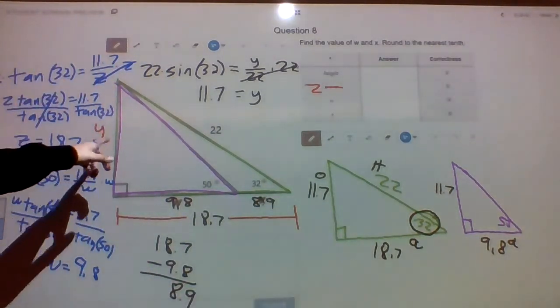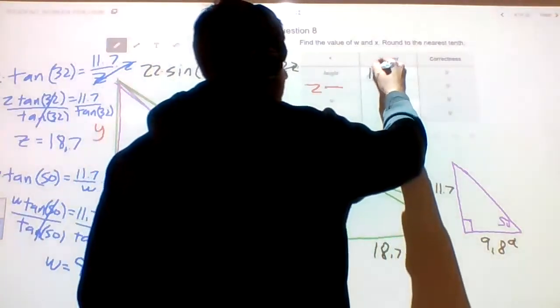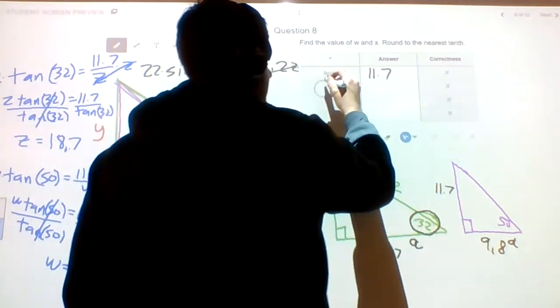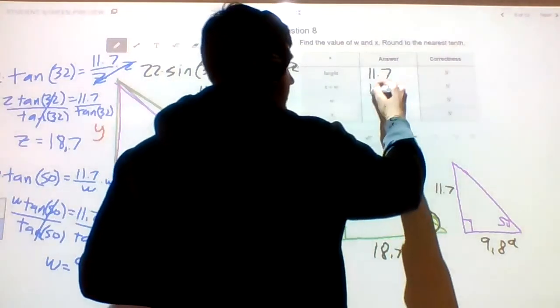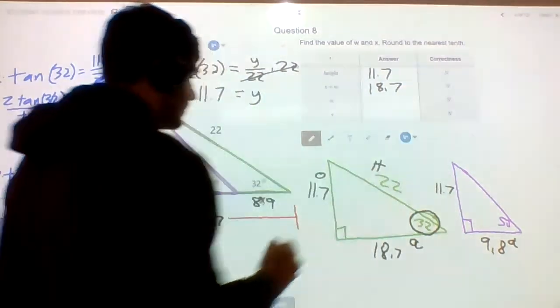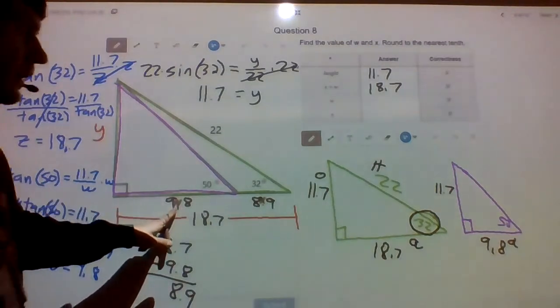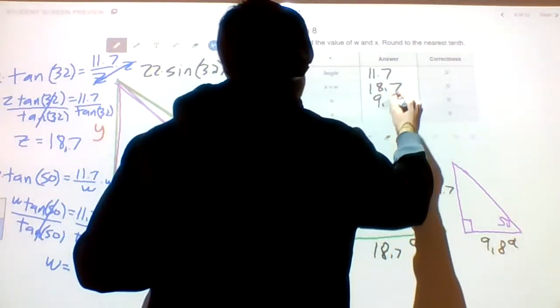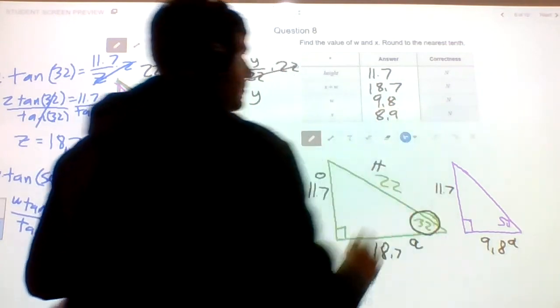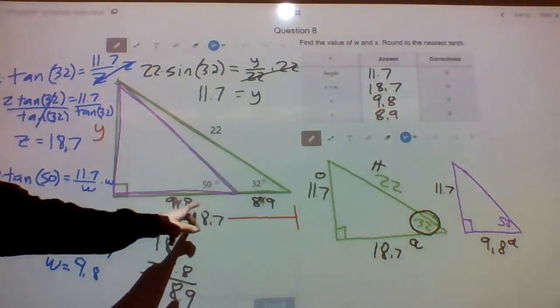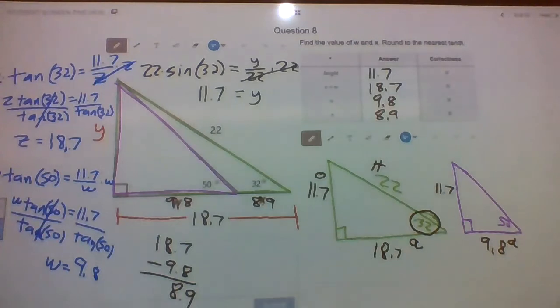So we know our height y was 11.7. We know z, which was x plus w, is 18.7. That's the base of the big one. We know w, the base of the small one, was 9.8. And therefore x is going to be 8.9 because 18.7 minus 9.8 got us 8.9.